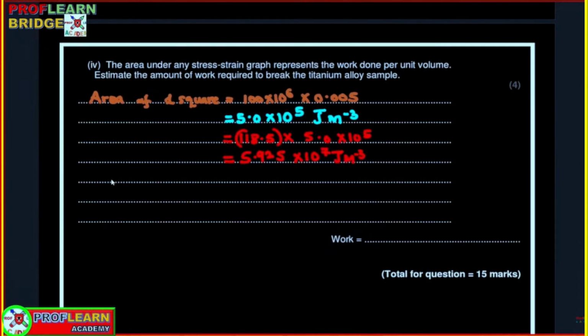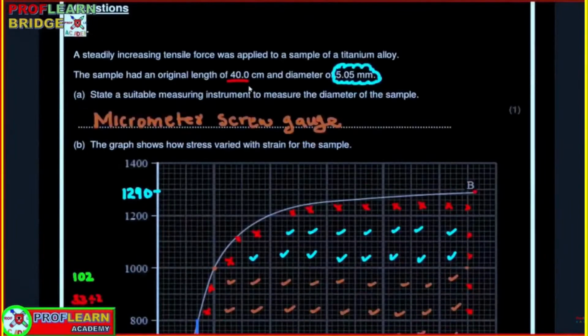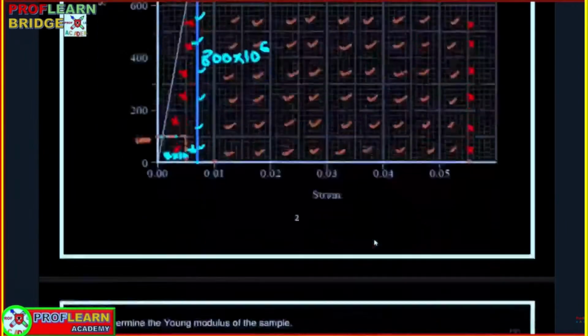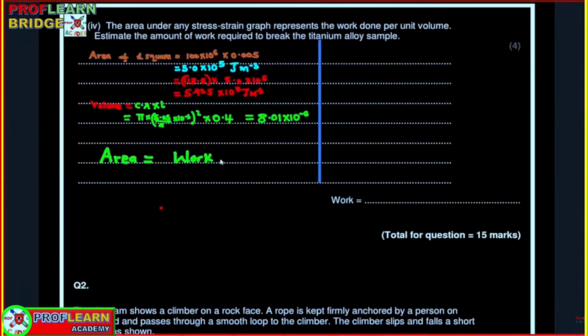Now we have the area under the graph, but we know we need to work out the volume. We have the length and we have the cross section, so we can work out the volume. Volume is cross-sectional area times length, so we substitute the values we have, and remember also to convert the units to meters. So the volume is 8.01 times 10 to the power negative 6. The area is equal to work done over volume.